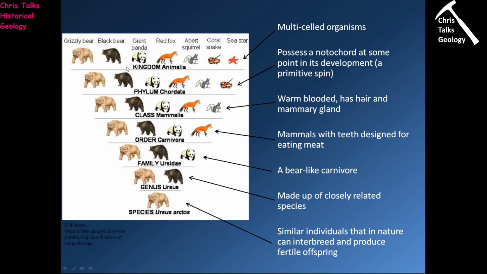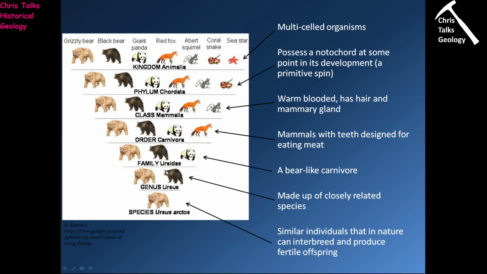So in the kingdom Animalia, we have grizzly bears, black bears, giant pandas, red foxes, squirrels, coral snakes, and sea stars. Then we have Chordata, organisms that have a spinal column. Sea stars don't, so they're removed. Then we have the class Mammalia, so warm-blooded animals with fur, mammary glands, etc. Obviously, that's going to get rid of the coral snake. Then we have the order Carnivora, so that's mammals which are designed for eating meat, so that's the squirrel gone.